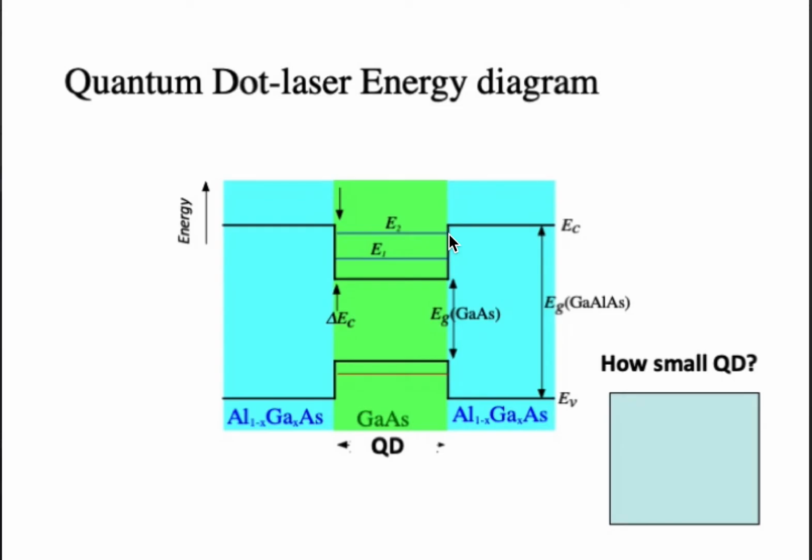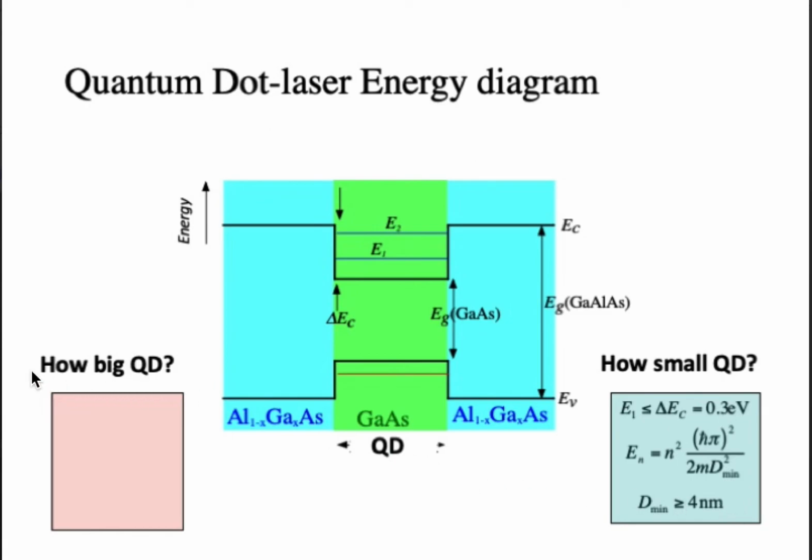We ask, how small can the quantum dot be? If the quantum dot gets smaller, the distance between the levels gets larger, and if the energy level E1 gets larger than the offset delta EC, the electron level will not be confined. So E1 needs to be smaller than 0.03 electron volt. Now we can use the particle in a box expression for the energy level. It contains the diameter of the quantum dot, and we can calculate that the diameter must be larger than 4 nanometer. Then we may ask, how big can the quantum dot be?